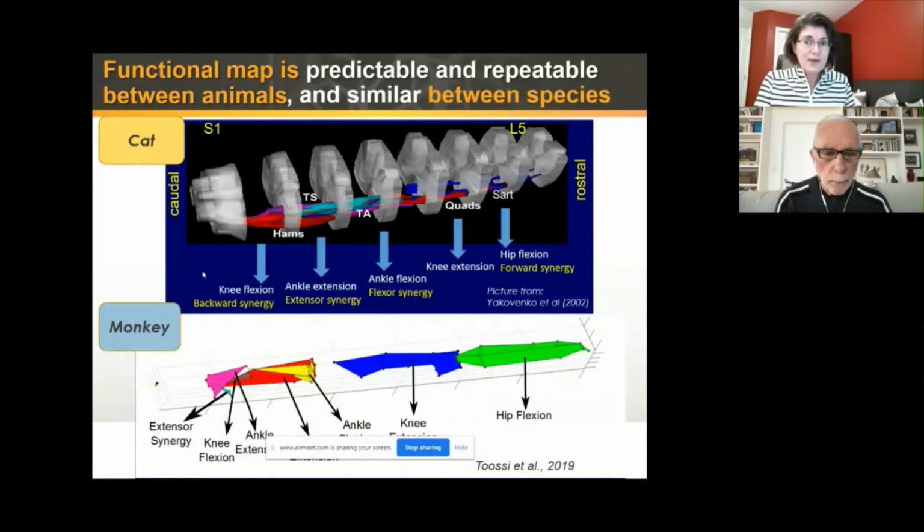Now, the second impressive finding is that these functional maps are not only repeatable and predictable between animals within a species, but they are also similar between species. And what you see here is the functional map of the lumbar enlargement in a monkey. With only minor differences, the functional map in the monkey is very much the same as that in the cat. This shows that stereotypical networks for locomotion are present in the ventral horn of the lumbar enlargement, and these are preserved between species, suggesting that they are present in humans as well.